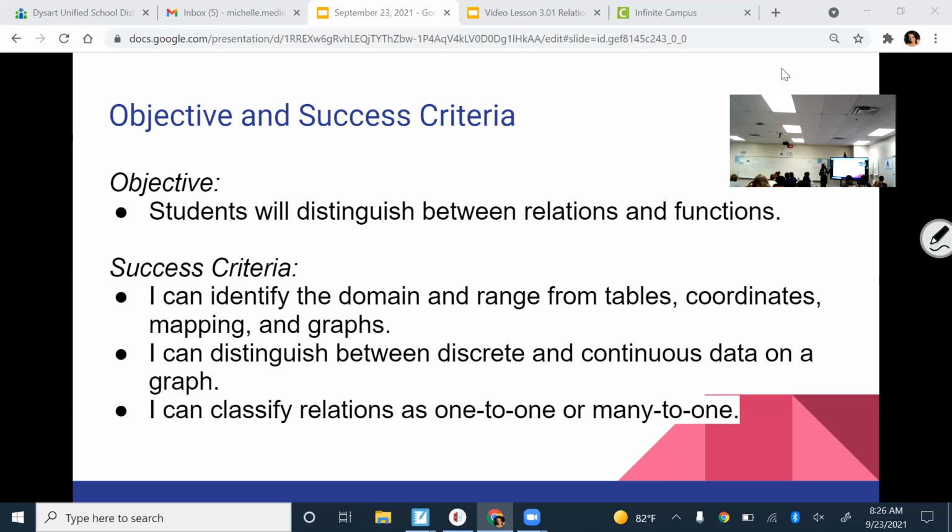All right. So objectives and success criteria. Maybe you have heard of relations and functions, maybe not, but it'll make a ton more sense after the lesson. But this is how you're being graded. Can you tell me domain and range from a table or coordinates or maps or graphs? We'll go over all that. Can you distinguish between discrete and continuous data? Can you classify relations as one-to-one or many-to-one?